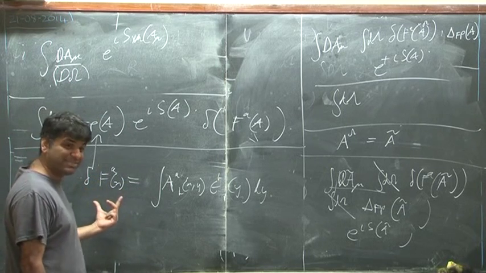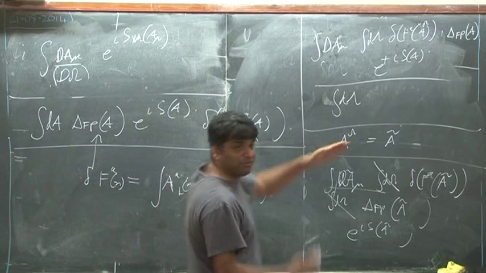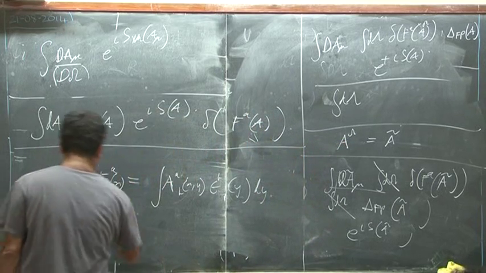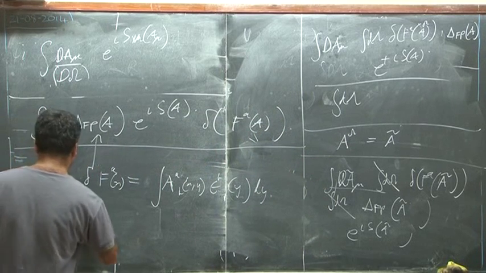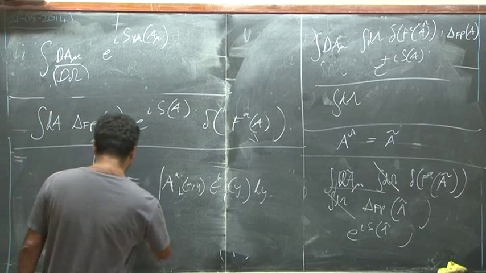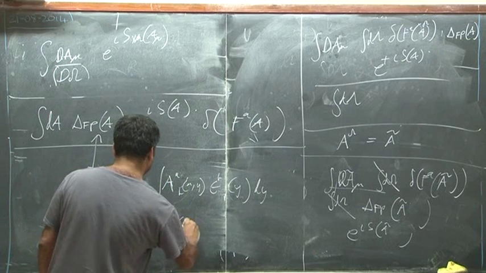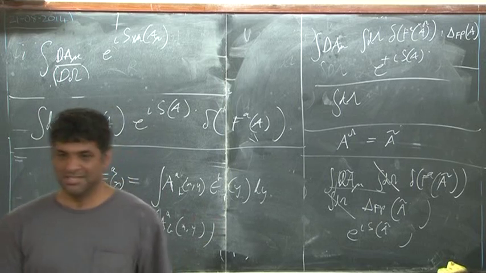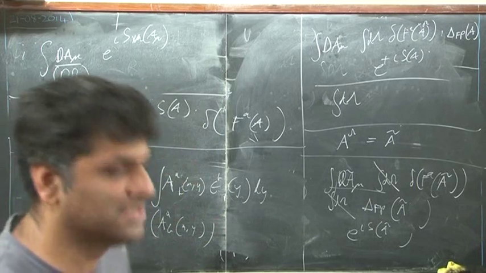What is the expression for this Faddeev-Popov determinant? This is just the generalization of the 1 over mod f prime that we discussed. It's simply 1 over, so the Faddeev-Popov determinant is simply the determinant of this operator, thought of as an operator acting on the space of adjoint valued functions.